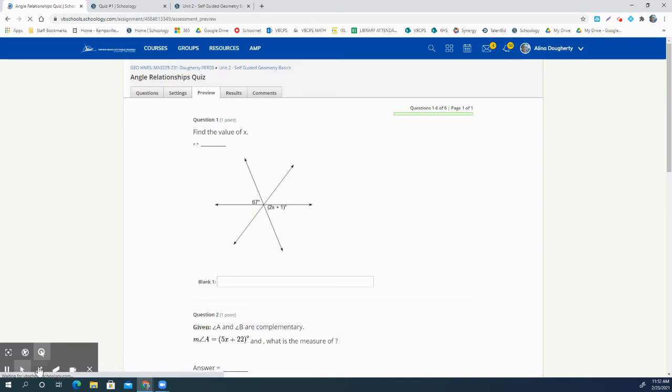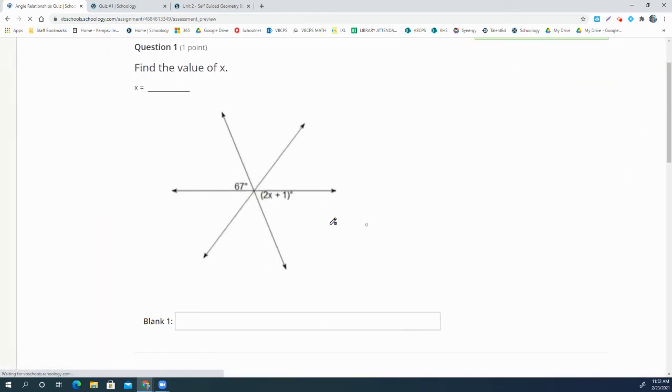All right. I'm getting tired of looking at blue, so I'm going to change it to pink. What equation do I set up for these? So I've got this angle over here that's 67. And I've got this angle over here that's 2x plus 1. How are they related? They're congruent, absolutely. Why are they congruent? What's the special name for those if they're on opposite sides of an intersection?